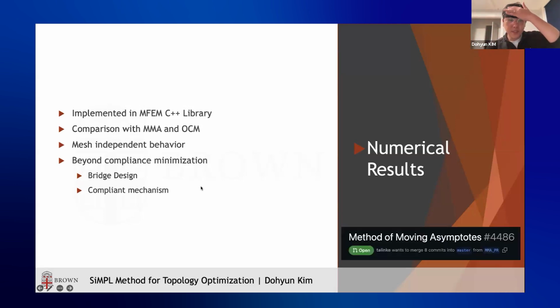But before we move on, I would like to thank Lincoln here, who has a pull request in MFEM that implements MMA, so that I don't have to write my own version of MMA in MFEM.